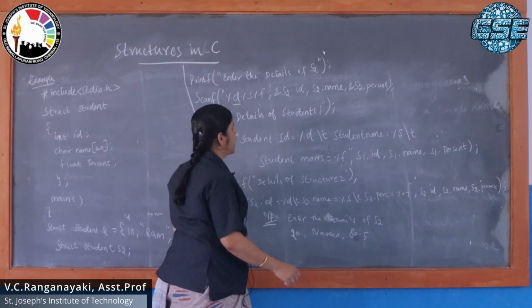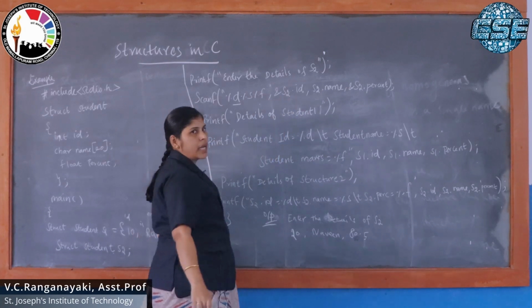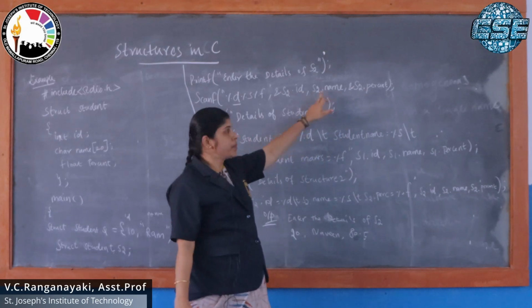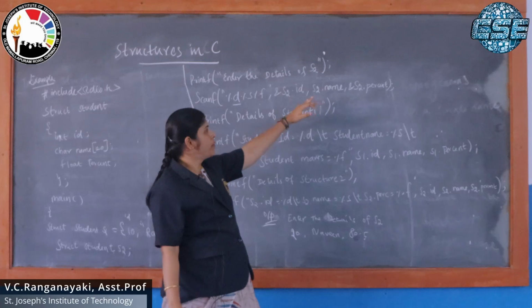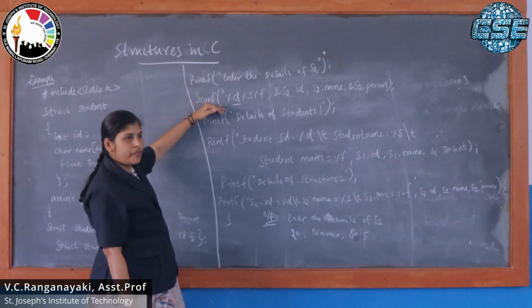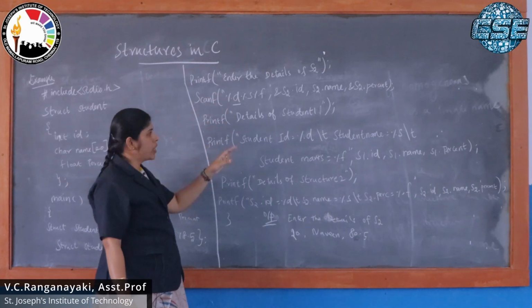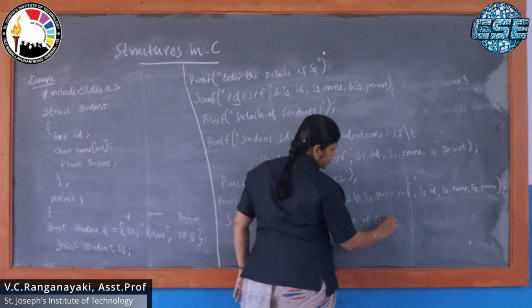Here we have to note that in scanf, S2 dot ID uses the address operator. For ID and percent we have to give the address operator. For name we need not give the address operator. After we give the details, scanf reads the values. Next we are going to print the details of student 1 also.